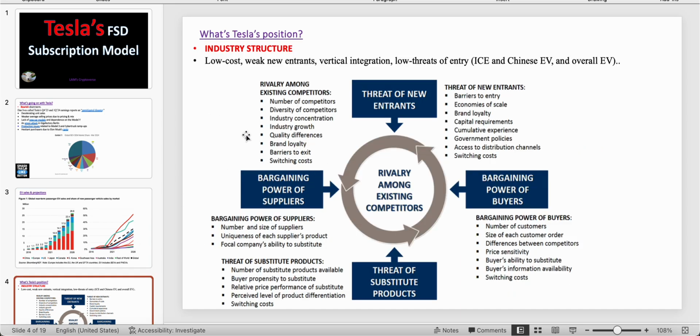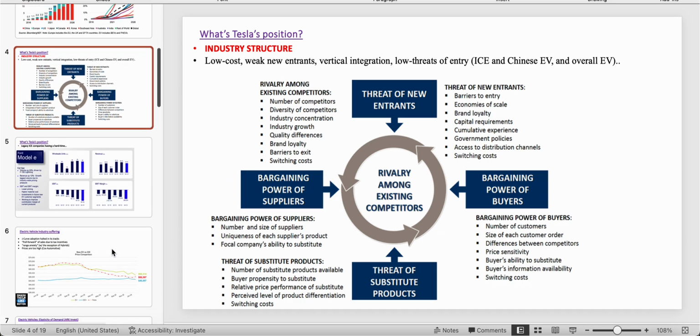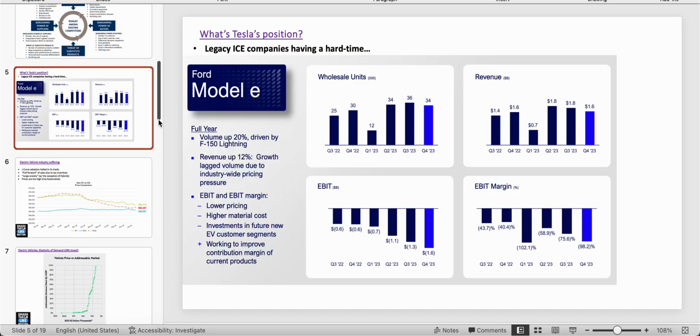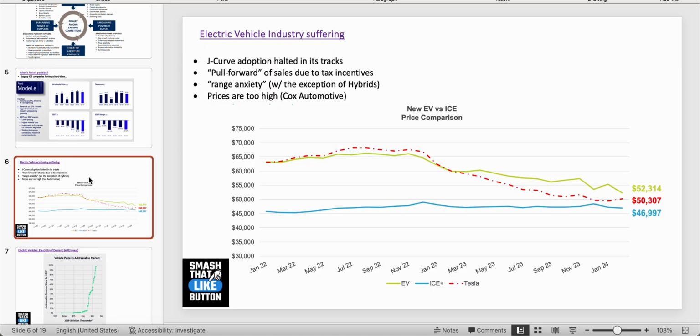Then I mentioned that Tesla has a strong position within the industry structure of automobiles. And I mentioned the lower cost, vertically integrated. And I mentioned how, for example, Ford is losing tons of money, like $1.6 billion in EBIT alone on the Model E. And then I mentioned in order for EV sales to go up, the price of EVs need to go down below ICE, meaning internal combustion engines. They got to go much lower than they are.